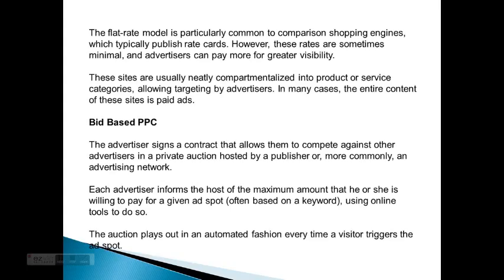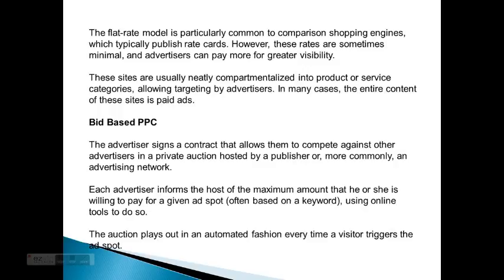The flat rate model is particularly common to comparison shopping engines, which typically publish rate cards. However, these rates are sometimes minimal, and advertisers can pay more for greater visibility. These sites are usually neatly compartmentalized into product or service categories, allowing targeting by advertisers. In many cases, the entire content of these sites is paid ads.